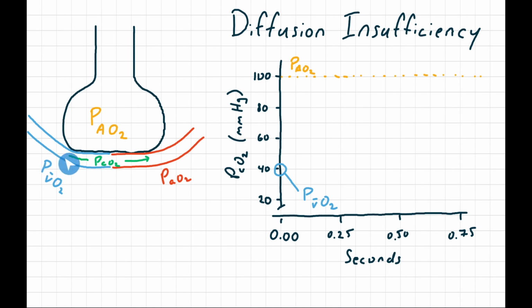So what does this look like in terms of time dynamics? When our capillary blood first enters the capillary, it's coming from mixed venous blood. So it starts with a capillary oxygen partial pressure equal to the mixed venous oxygen tension, here in this blue circle on the left side of the graph. Again, 40 millimeters of mercury is a normal physiologic value.